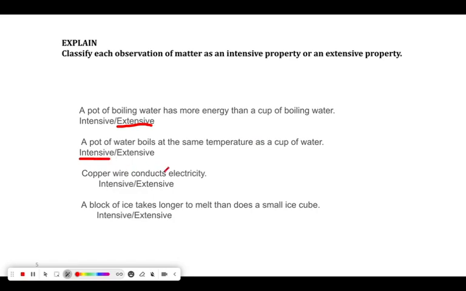Copper wire conducts electricity. Is that intensive or extensive? No matter what length of copper wire you have, it will conduct electricity the same way. A block of ice takes longer to melt than a small ice cube. A bigger ice cube takes longer to melt. It depends how much you have.